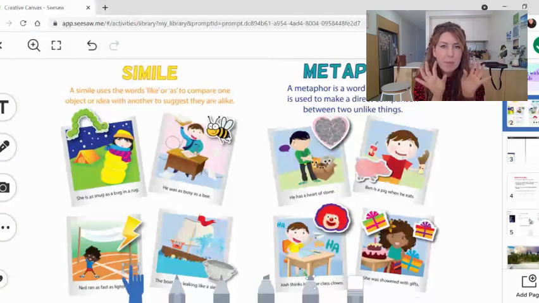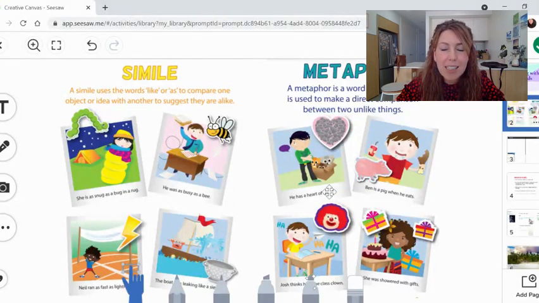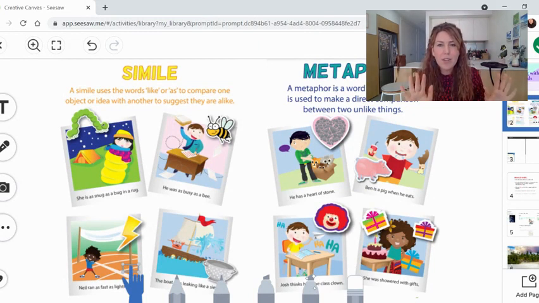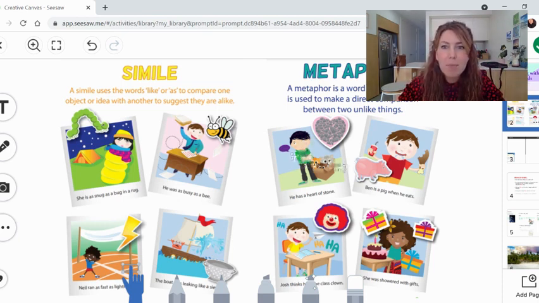A metaphor, on the other hand, is a word or a phrase that we use to make a comparison between two things that are not usually alike. So, he has a heart of stone. So you're saying that the boy's heart is like stone, but you're directly comparing them to show that they're similar. Ben is a pig when he eats. Notice it's not saying he's like a pig, it's saying he is a pig. So you're drawing a comparison between the way Ben eats and the pig.